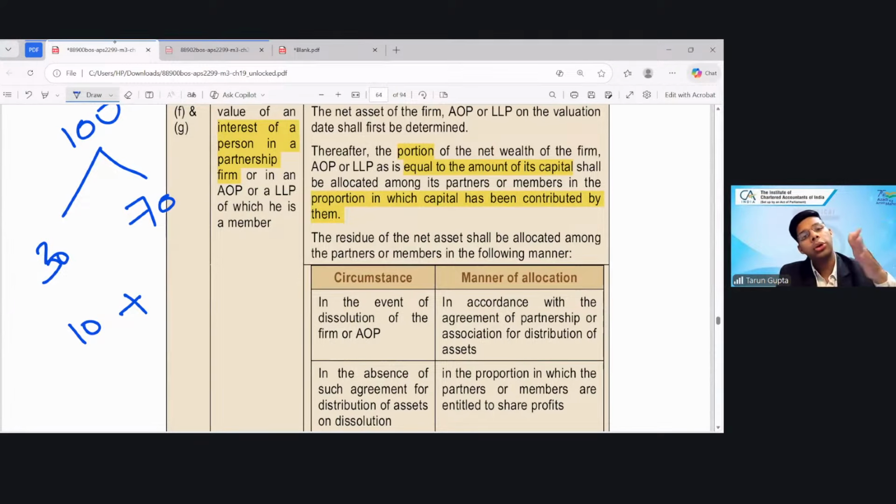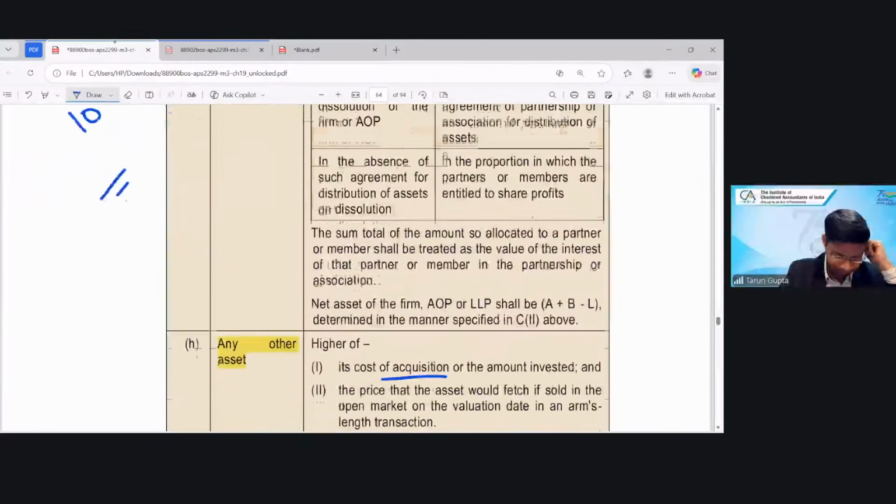If there is no dissolution ratio given, then this 70 shall be apportioned in the profit sharing ratio. Assuming they have an equal profit sharing ratio, so 70 divided by 3. This shall be the interest of the assessee in the partnership firm. Simple.